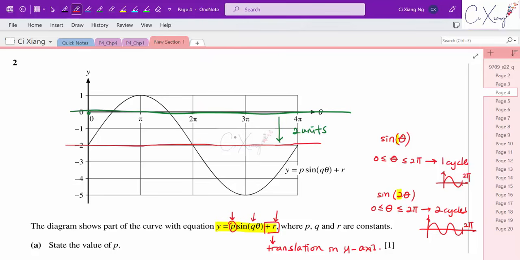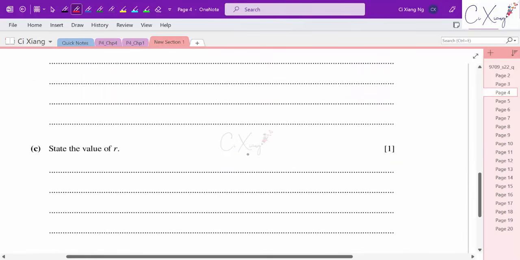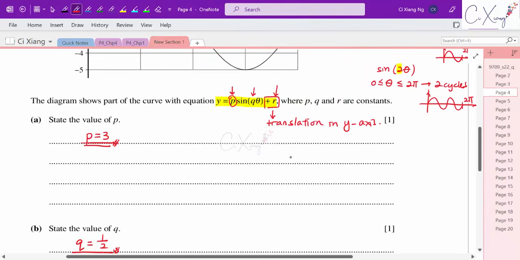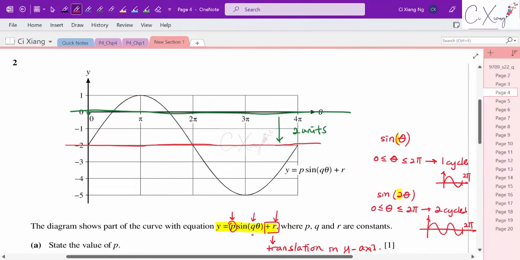center line becomes -2, which means that they are trying to translate this whole graph 2 units down in the y direction. Therefore, from here, we will know that the value for R should be equal to -2 because we are moving it down. Therefore, it should be in the negative direction. So going down is negative, so -2. Okay, so this is how we use the diagram to help us analyze and get these 3 values for P, Q, and R.